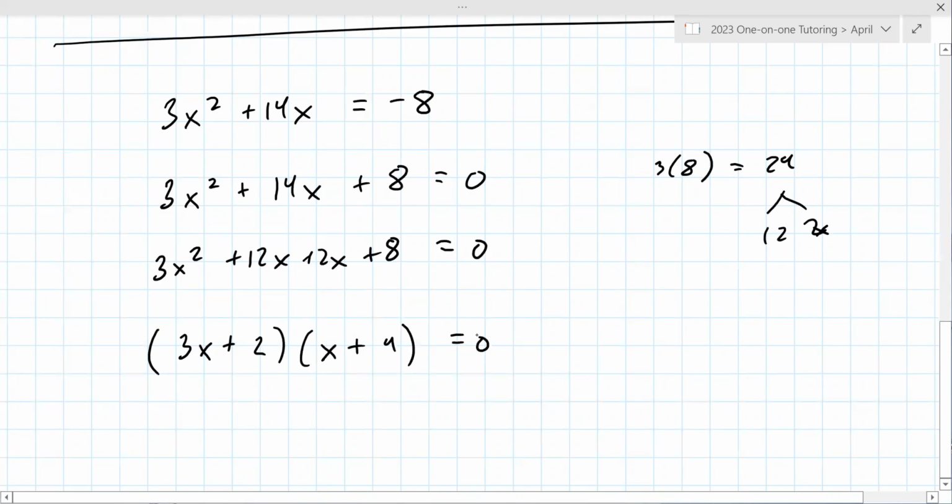Like this? Yeah. All right, just a quick check on that. Yeah, that's correct. And you said x equals minus 2/3, x equals -4? Yep. Perfect. Okay. Do you feel like you have that process down now? Yes. Okay. What's next on your list?